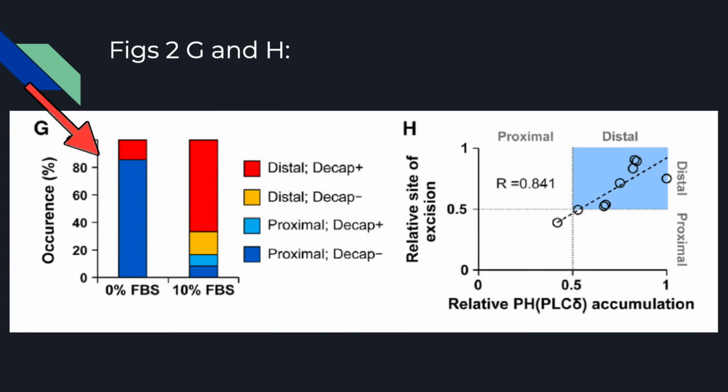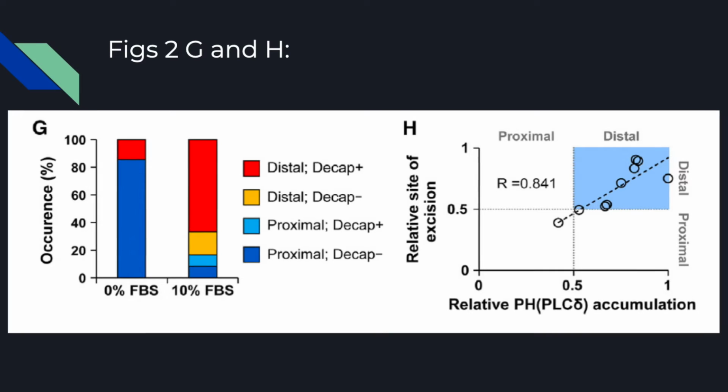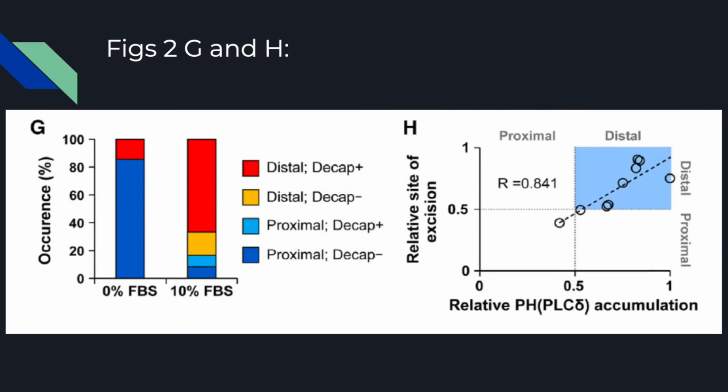In graph G, we are measuring location of the fluorescently tagged PI45P2, whether it is in the proximal or distal location of the cilia. We are also measuring if there was cilial decapitation or not.